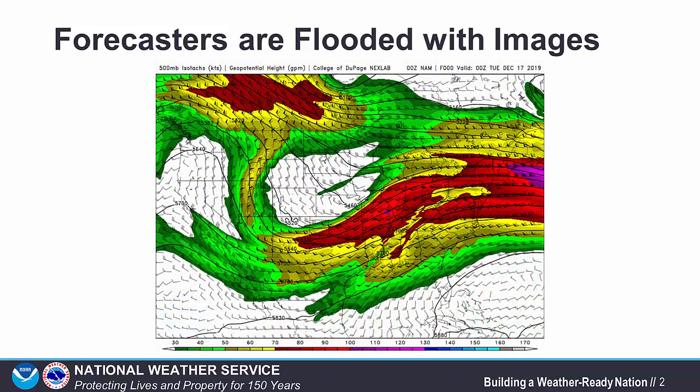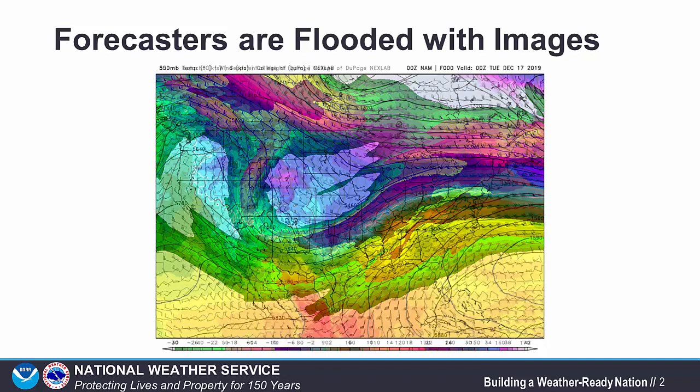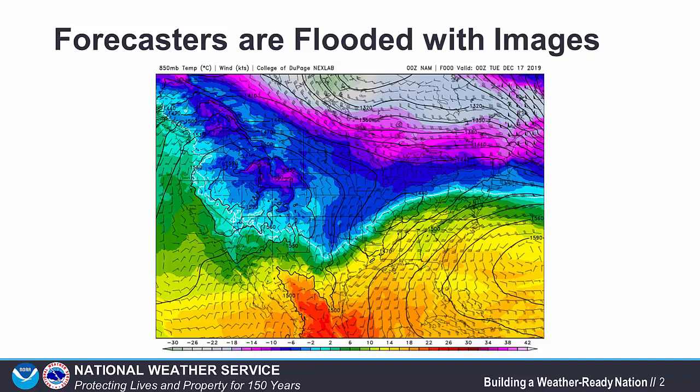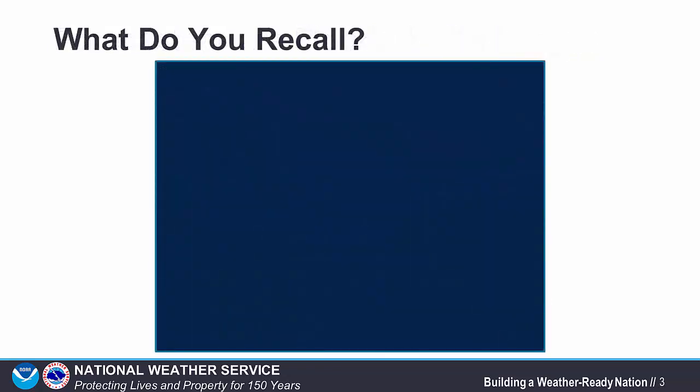By math alone, any given image is only on our screen for a very short time, measured in seconds, not minutes. We look at these under varying levels of distraction as we also answer phones, talk to colleagues, and so on. How much of an image are we really seeing, let alone encoding into memory? So what do you recall from the images you just saw?